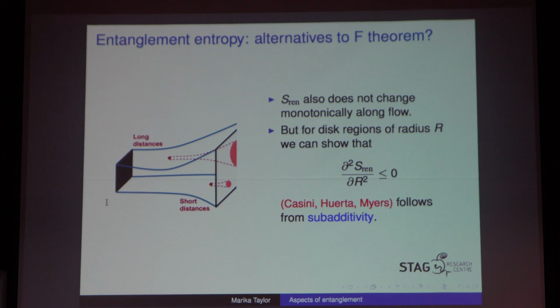Then we went back and said, no, there's nothing wrong with our calculation. It's simply the fact that the renormalized S directly matches what's happening with F. It doesn't change monotonically along the RG flow.